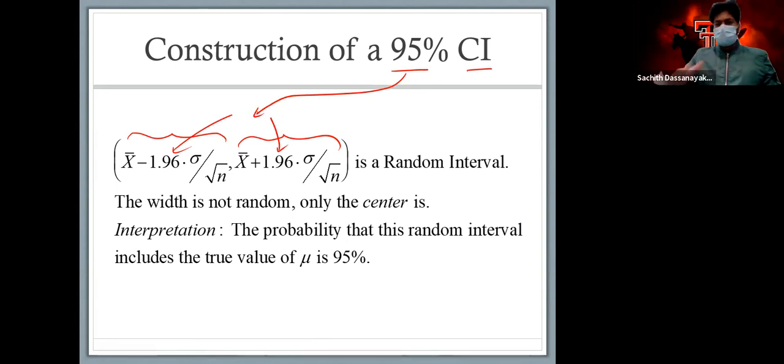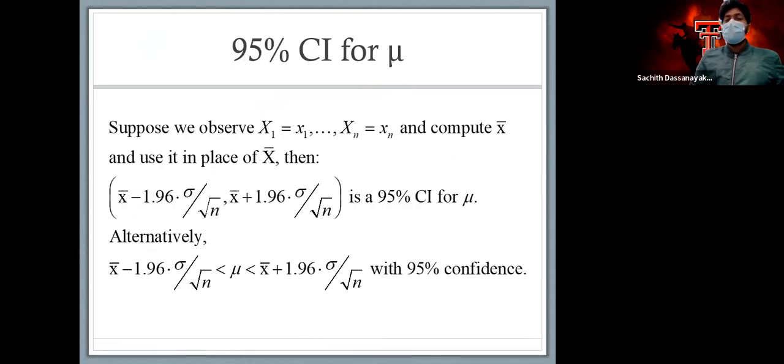I told you last time the width is not random, only the center is. Why the width? Because it doesn't matter whether x bar changes or not, it keeps its width. This is how we interpret it. I told you this is the way we interpret, but we use a different interpretation for this confidence interval. Let's see how we use a confidence interval for mu.